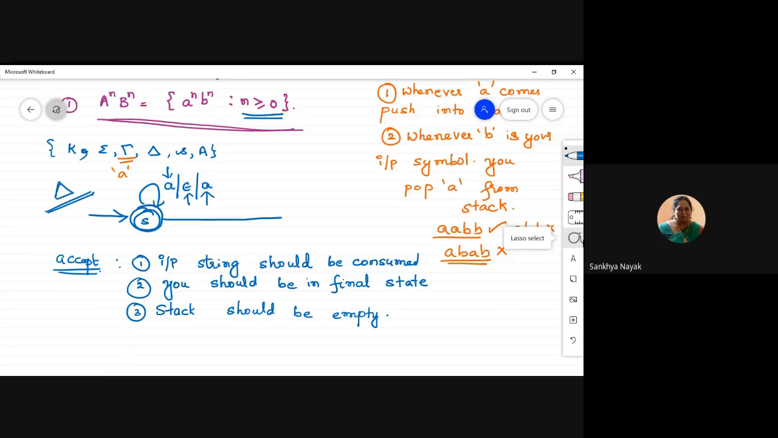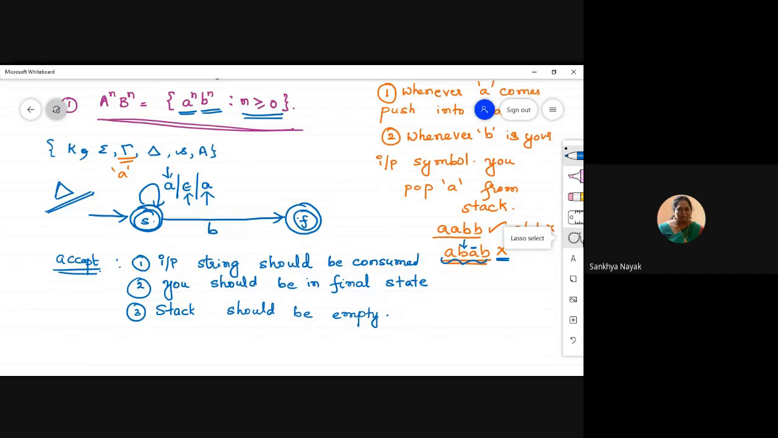And on getting a B, I am making a change of state. The reason is once I get B, after that A should not come. See, this case we should reject because after getting a B, you are getting an A. The question says n number of A's followed by n number of B's. So there should not be a scope to get an A after you get a B. That should not be accepted. For that reason, we can make a transition on B.